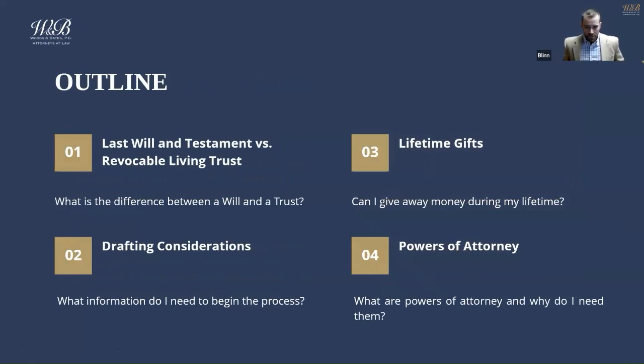Just a little outline of what I want to talk about today. So first, I want to talk about a last will and testament. We call that a will versus a revocable living trust. What's the difference in those? What are they? What's the difference between a will-based plan and a trust-based plan? What are the pros and cons of those? Next, I want to talk about what are we thinking about when we are doing estate planning? What information do we need to begin the process? What do we need to talk with clients competently about what we need to do?